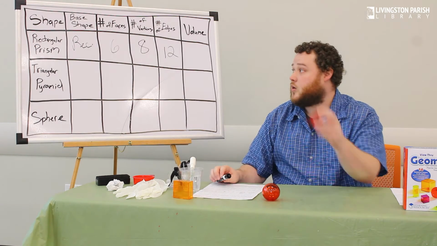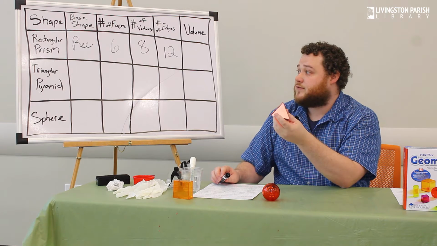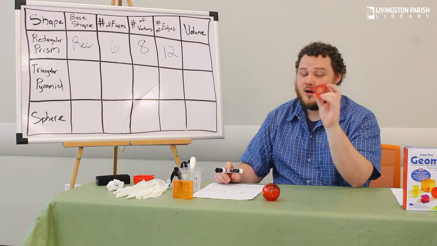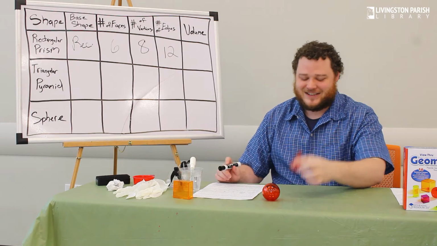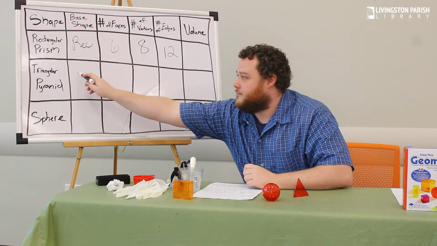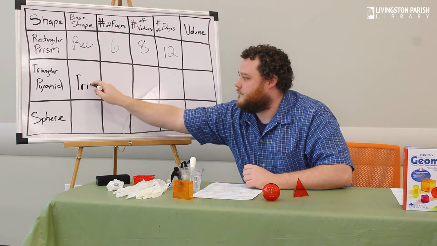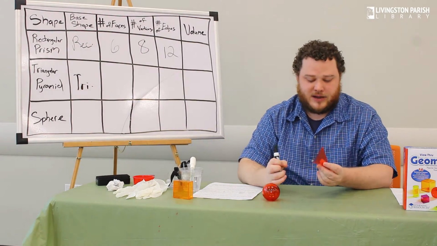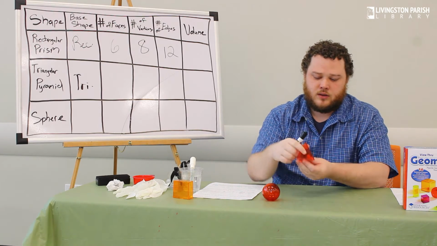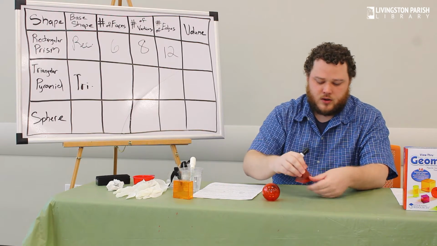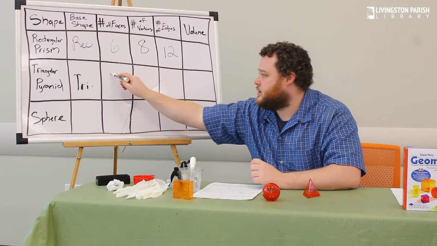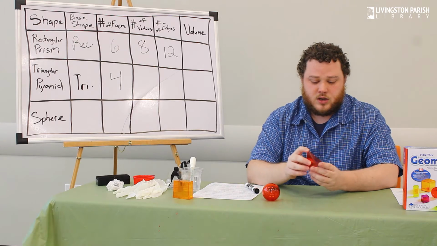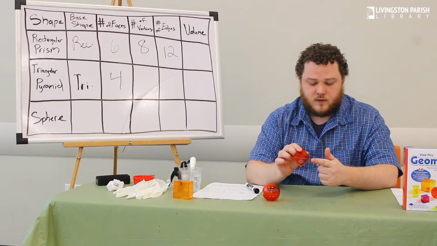So let's go ahead and go over our base information on our triangular pyramid. So the base shape of a triangular pyramid is, you guessed it, a triangle. How many faces does a triangular pyramid have? Let's count. 1, 2, 3, 4. 4 faces. How many vertices does it have? How many points? 1, 2, 3, 4.